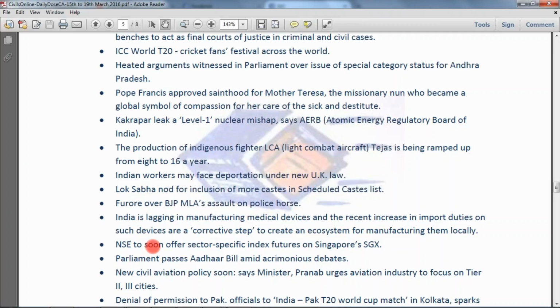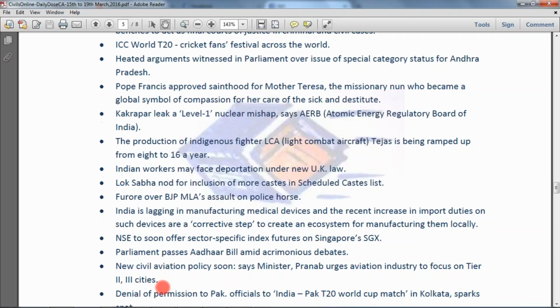National Stock Exchange to soon offer sector-specific index futures on Singapore's SGX. Parliament passes Aadhaar Bill amid acrimonious debates. New civil aviation policy soon, says the aviation minister, and President Pranab Mukherjee urges the aviation industry to focus on Tier 2 and Tier 3 cities.